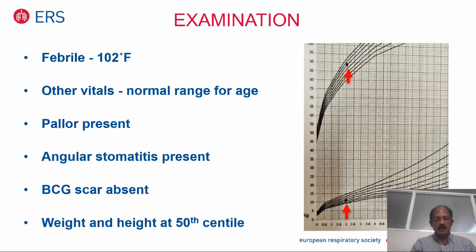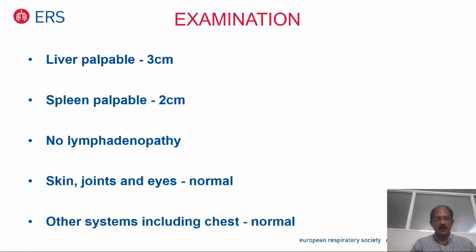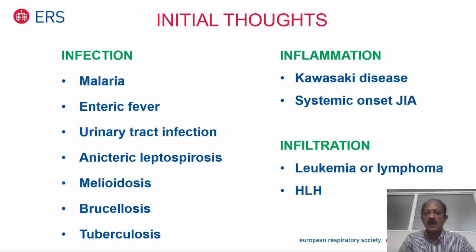On examination, she was febrile with pallor, BCG scar was absent, and there was no failure to thrive. Liver and spleen were palpable. Rest of the system examination was completely normal. Our differentials were as depicted in this slide, with infection being more likely in our part of the world, though inflammatory and infiltrative conditions were also considered in this child.